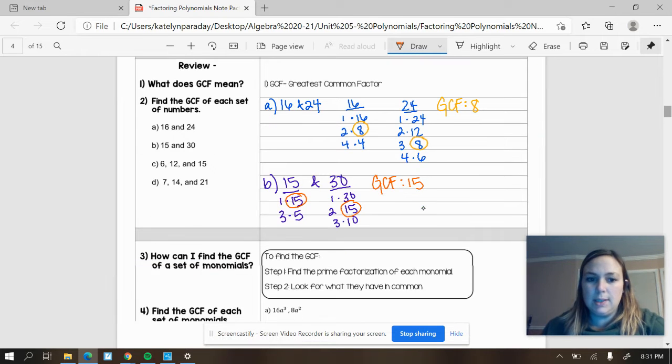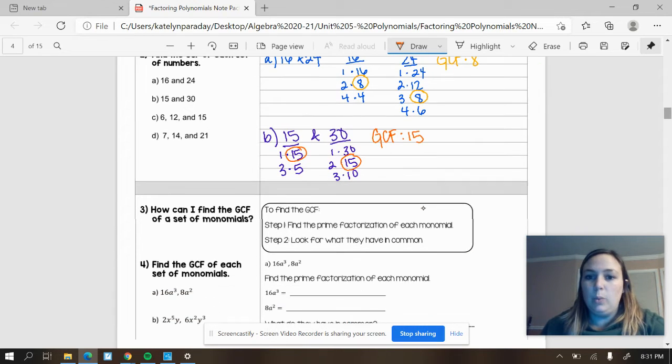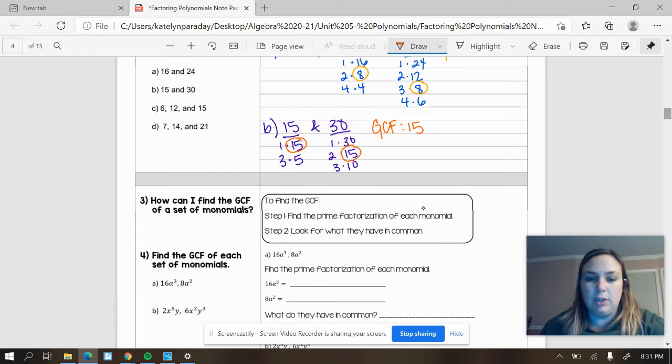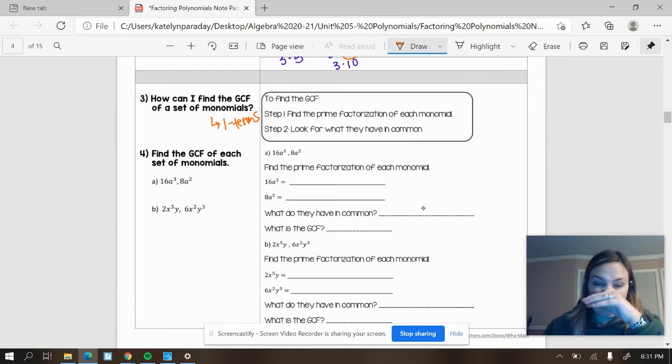Why we're going through this is because when we have monomials, binomials, any of that stuff, we need to find the GCF in case there is a GCF. So how can I find the GCF of a set of monomials? Remember, monomial means one term. Okay, so to find the GCF, step 1 is to find the prime factorization, and we'll go over how you do that, and look at what they have in common.